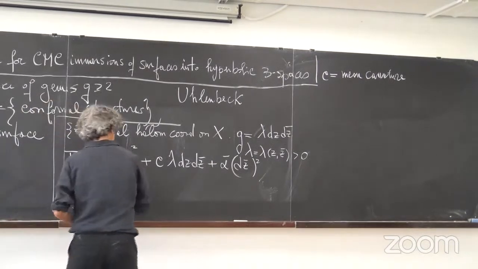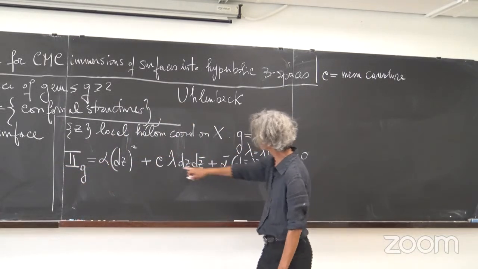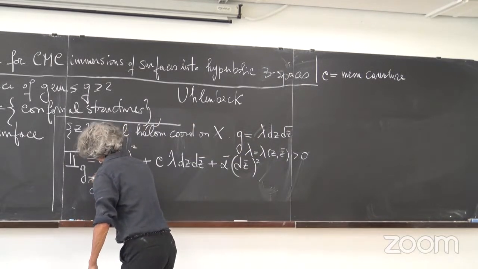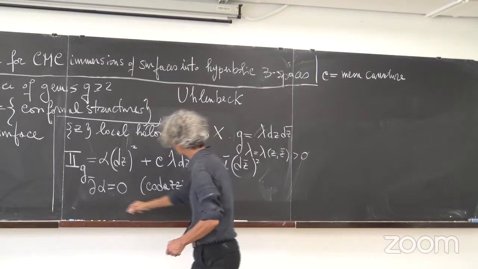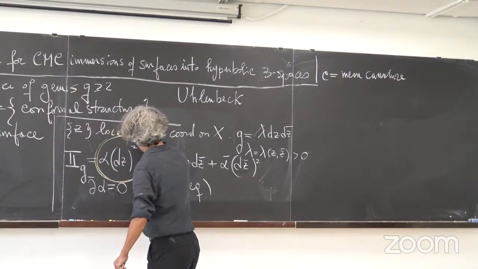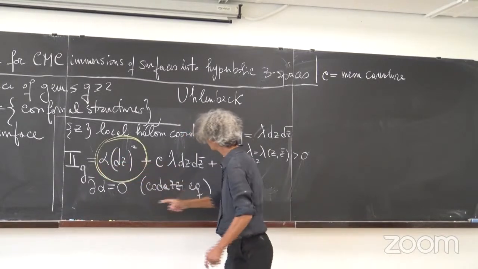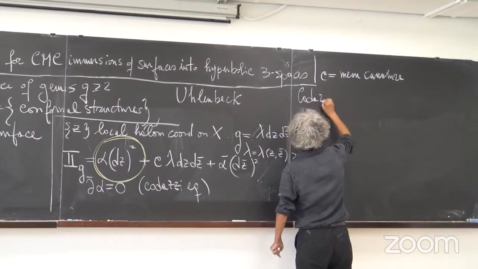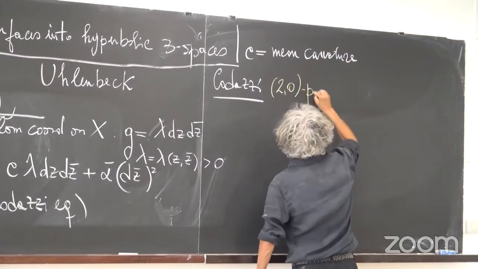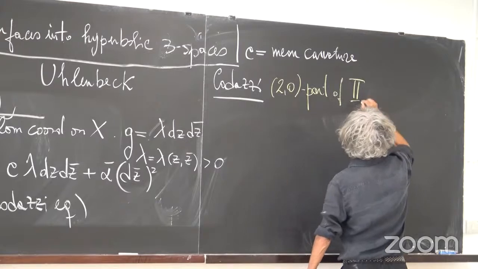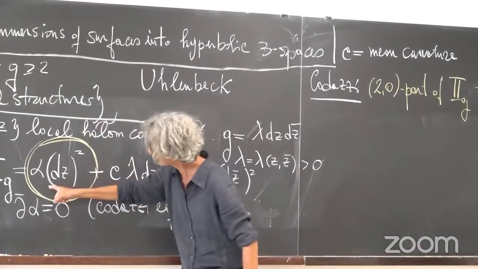What Codazzi says: notice that alpha identifies the second fundamental form. If you have a CMC immersion with constant c, then this alpha is holomorphic. That's what Codazzi says; this is the local expression of the Codazzi equation. That is to say that the 2-0 part of the second fundamental form is locally like a holomorphic function times dz squared. What we get out of this observation is that Codazzi is telling us that the 2-0 part of the second fundamental form is actually a holomorphic quadratic differential. A holomorphic quadratic differential is exactly a geometrical quantity that has this local expression.